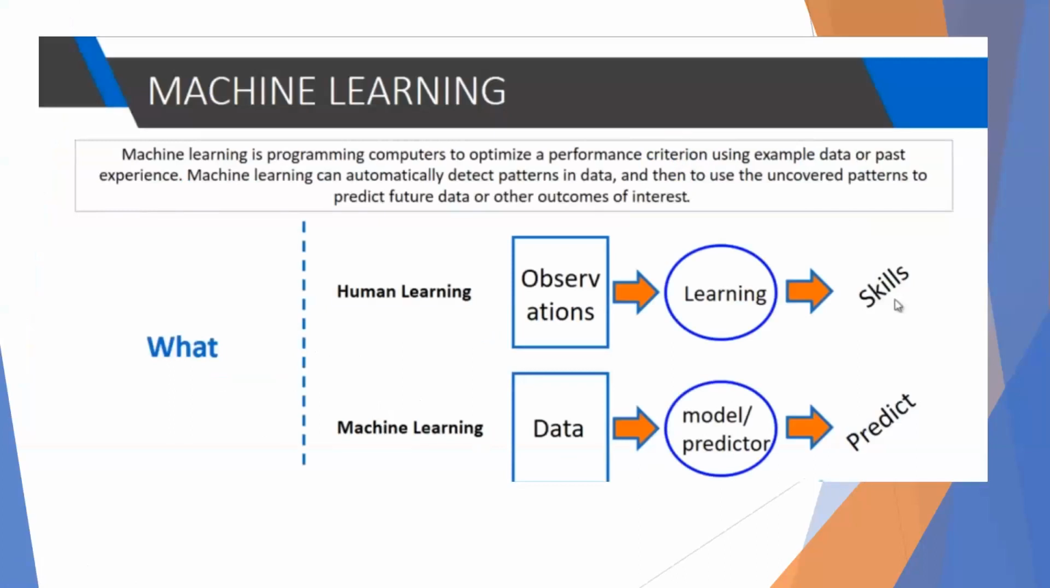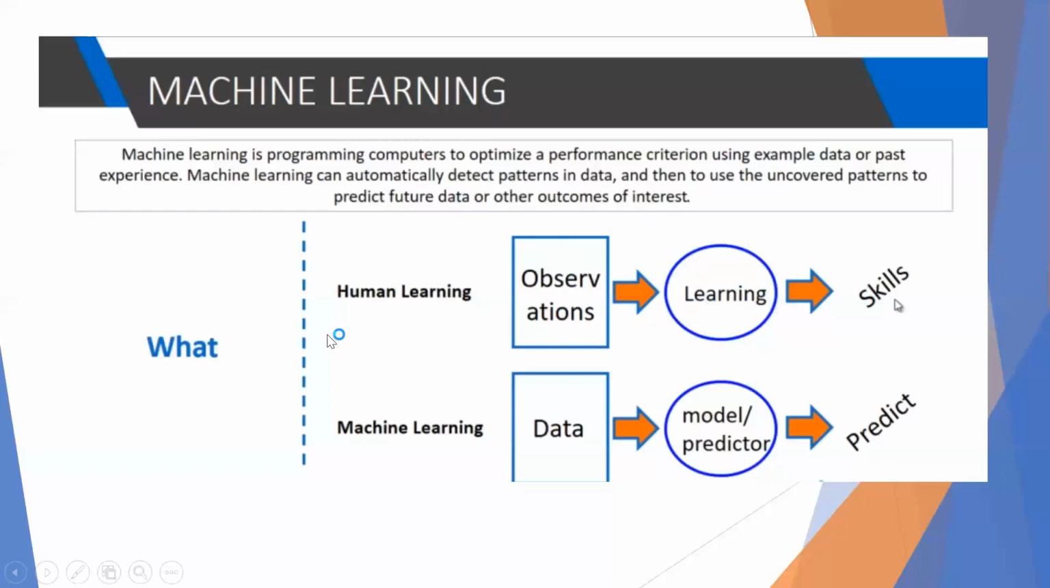Machine learning is basically programming computers to optimize the performance criteria using the example data or past experience. Machine learning can automatically detect patterns in the data and then use those patterns to predict future data. This diagram shows human learning: we observe things, and by observation and experience we get new learning and develop accordingly.